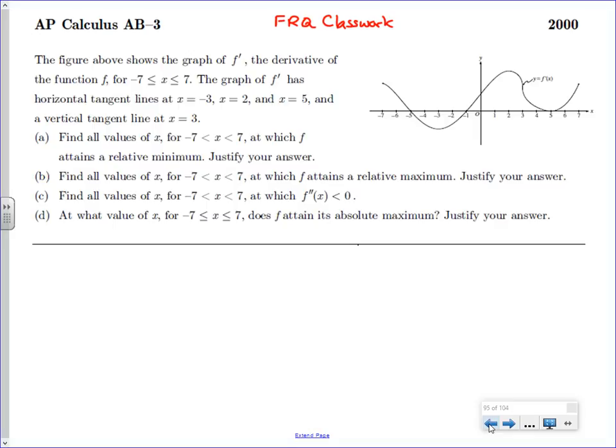But you have one more great practice problem of a graph of F prime and questions like, is there a relative min? If so, where? And why? And the answers on the next page go through the why, specifically through the why. Same thing with the relative max, same thing for when the second derivative is negative, F is concave down. Same thing for absolute max.